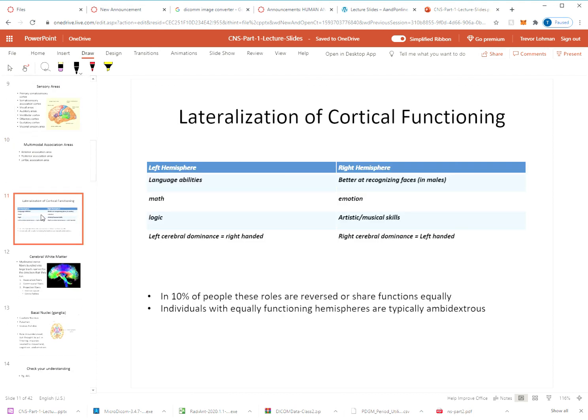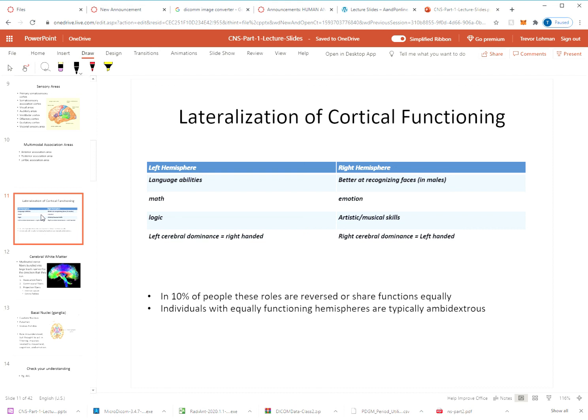And then lastly for this part, and then we'll move on, is lateralization of cortical functioning. So this comes back to that left brain, right brain idea. When you look at this table, you get the idea that you can be left cerebral dominant or right cerebral dominant. And I put it in here on purpose because whenever this study came out that showed that different parts of the brain specialize in different things, they made a mistake, I think, personally.